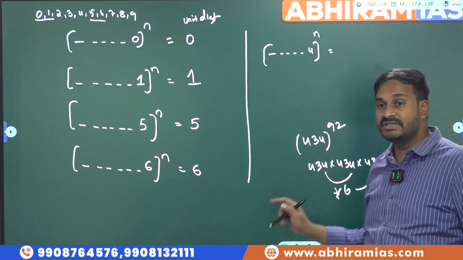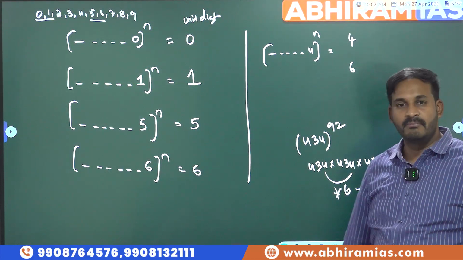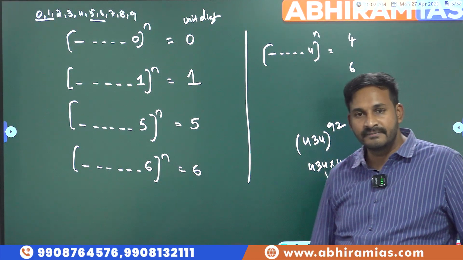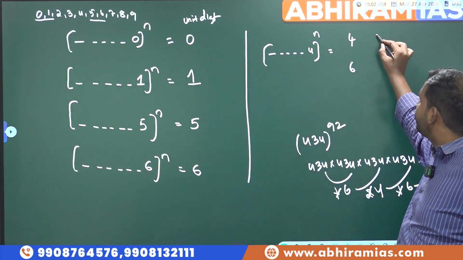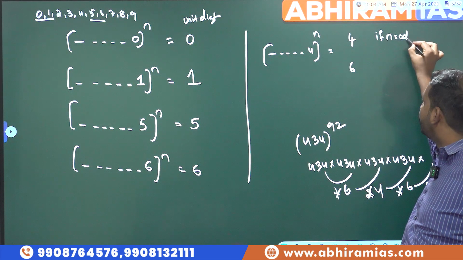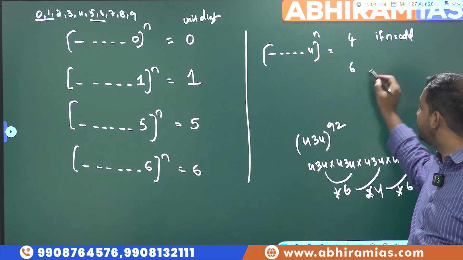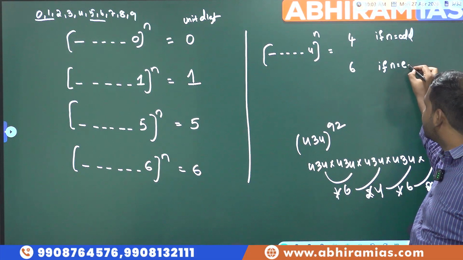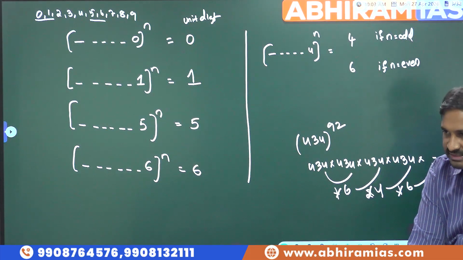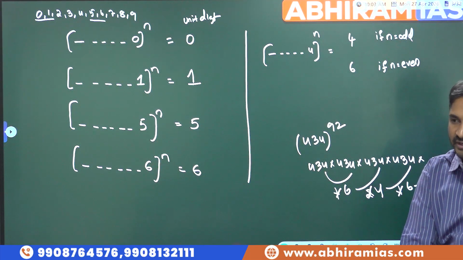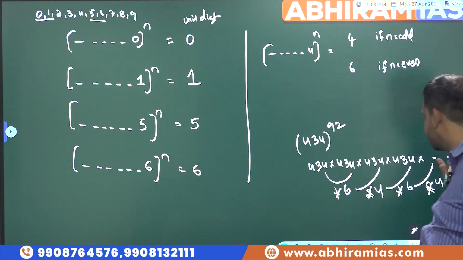So any number which ends with the digit 4 will have two chances. One is 4 and the other one is 6. By heart cheyavakandi. 4 to the power of 1 is 4. 1 అనేది ఏంది? Odd number. If n is equal to odd, 4. 4 square ఏందండి? 16. That means 6 if n is equal to even. అట్లా గుర్తుపెట్టుకోండి, బై హార్ట్ చేయవాకండి. For 4 we will have two chances, 4 and 6. If n is odd, you will take 4. If n is even, we will take that as 6.